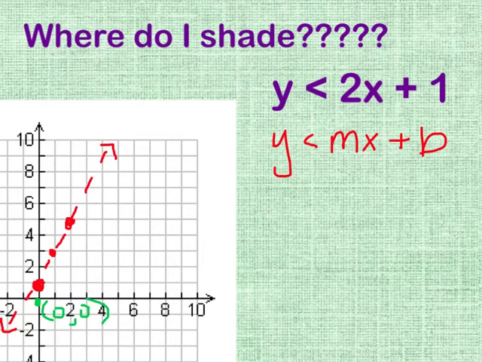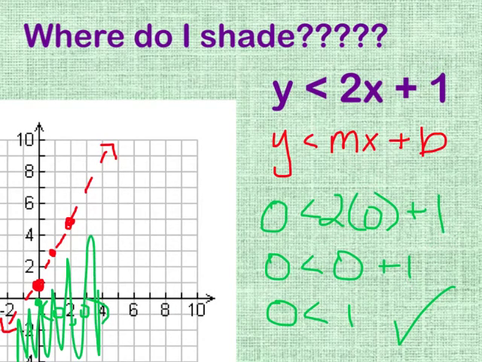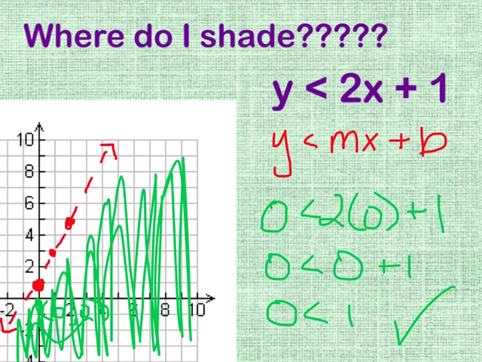Let's try it out. Is 0 less than 2 times 0 plus 1? Is 0 less than 0 plus 1? Is 0 less than 1? Yes, it is. So that means that I'm going to shade on this side of my line. This would be your final answer to the graph.